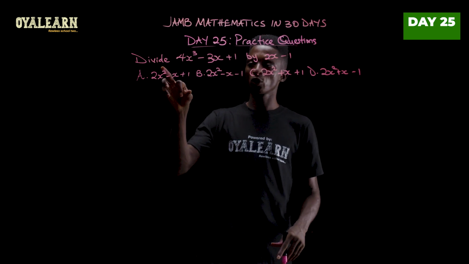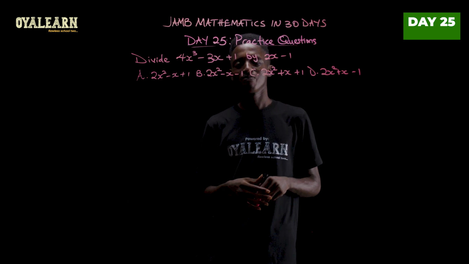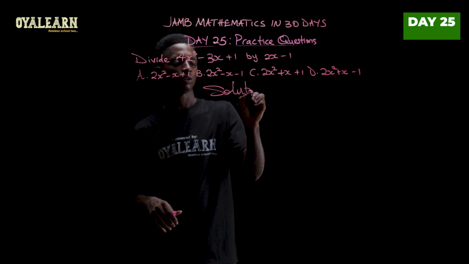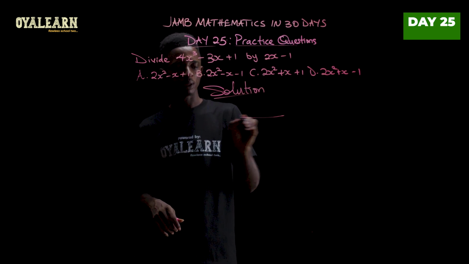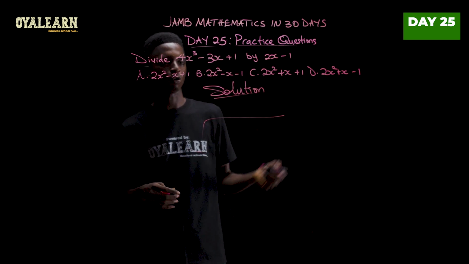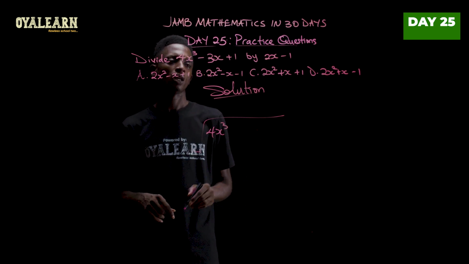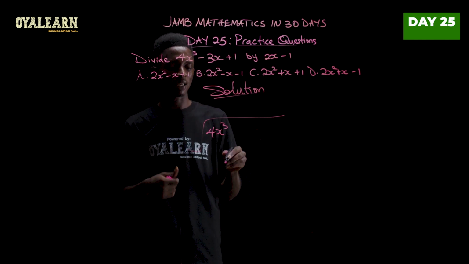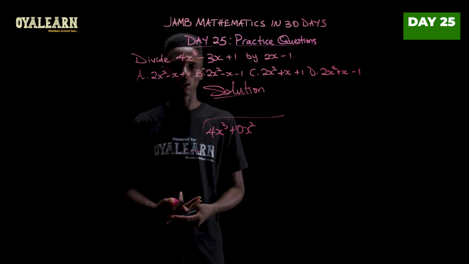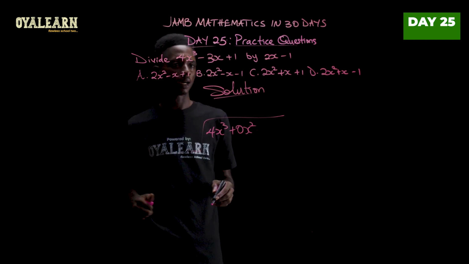Now this question says we should divide 4x cubed minus 3x plus 1 by 2x minus 1. Now here's what to do. When you are dividing polynomials like this, ensure that you have all the powers of x from the highest to the lowest. Here we have 4x cubed, right? There's no x squared here, so we have to introduce x squared by saying plus 0x squared. Now 0x squared is still 0, so we've not changed the expression in any way.